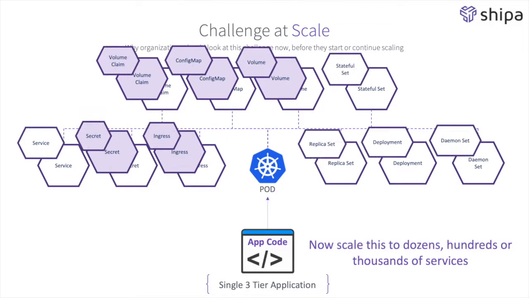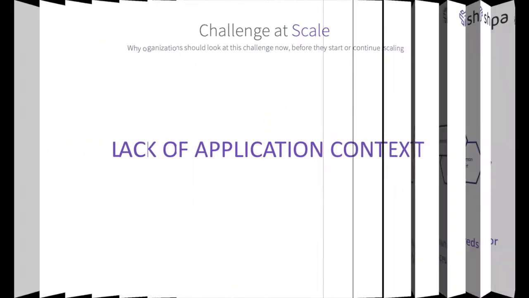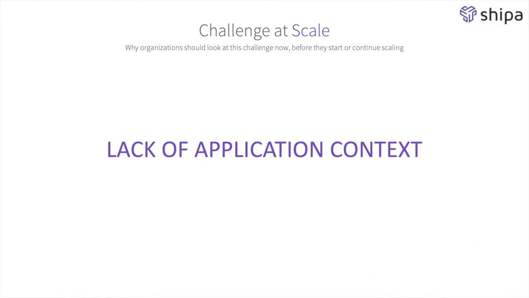And now, as companies scale their applications and cloud-native infrastructure, they're facing this problem at scale and it will continue increasing. At Shipa, we call this lack of application context, and we believe teams should address it now to not allow it to become an even bigger problem as they scale.